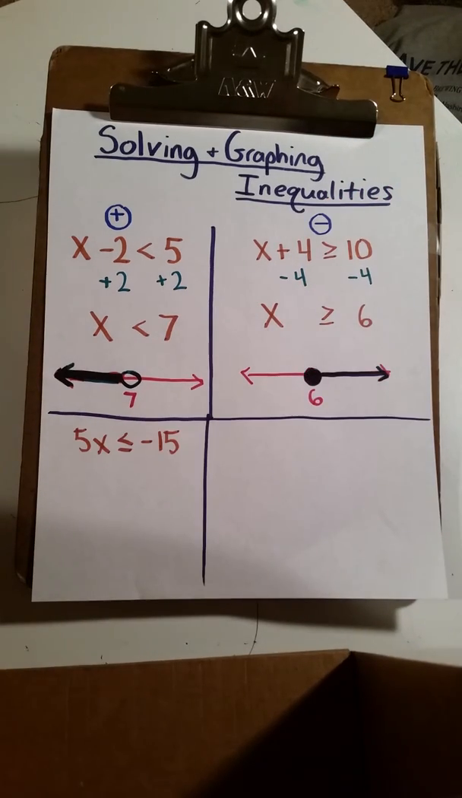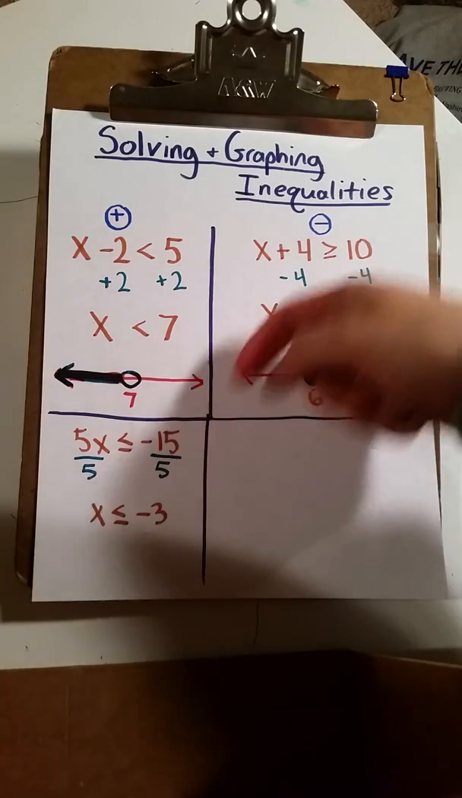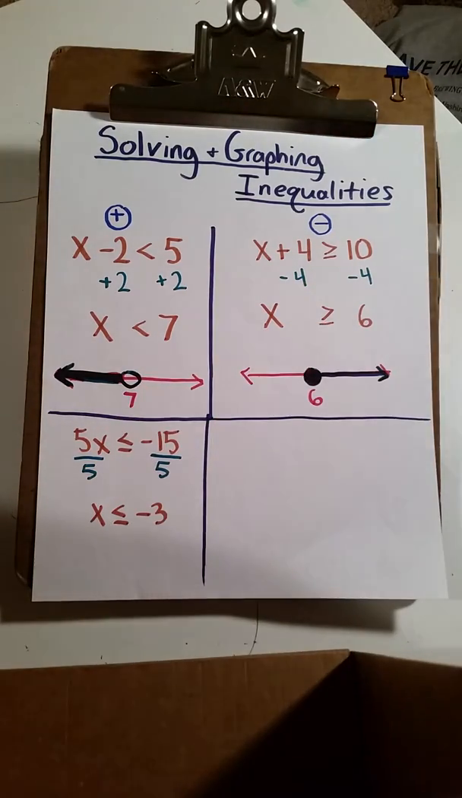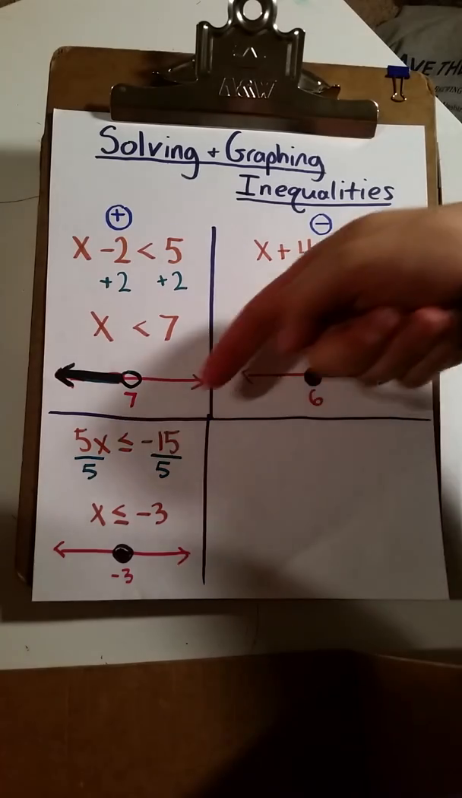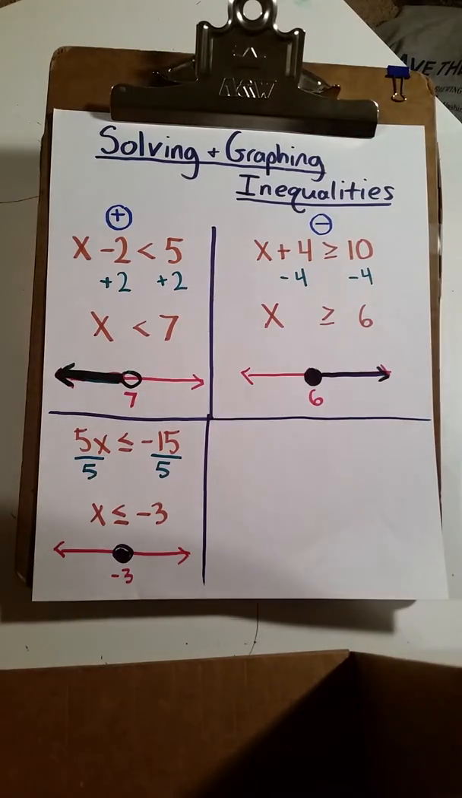In our third example, we need to get rid of times 5. So we divide by 5. This leaves us with x is less than or equal to negative 3. Here we need to be careful because if you multiply or divide by a negative number, your inequality sign flips. Here we divided by a positive number, so we're fine. To graph it, we put a dot at negative 3. We fill it in because it's or equal to, and we shade to the left because the variable is on the small side of the equation.